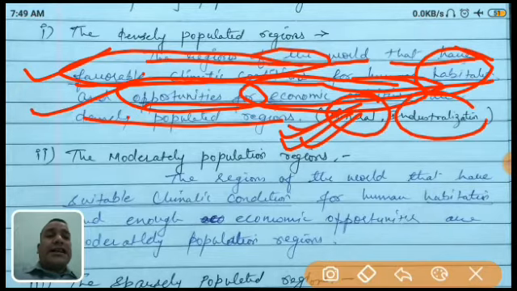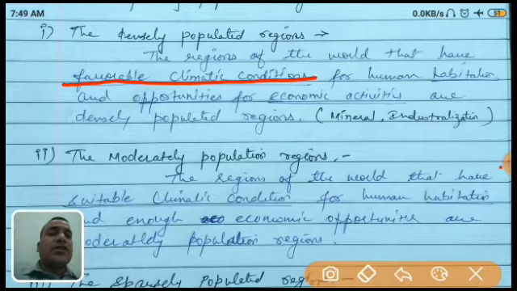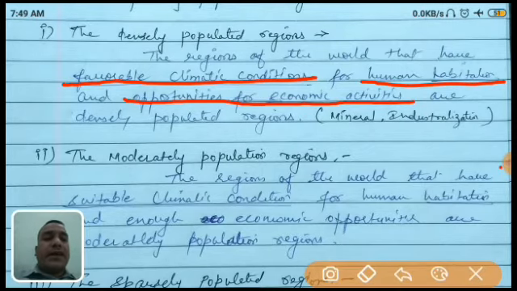If industries are there, obviously there are more jobs. So definitely what will they get? They will get jobs and they will earn money. So I hope it is clear. There are two things: the region of the world that has favorable climatic conditions for human habitat, and the opportunity for economic activities. I hope it is clear.